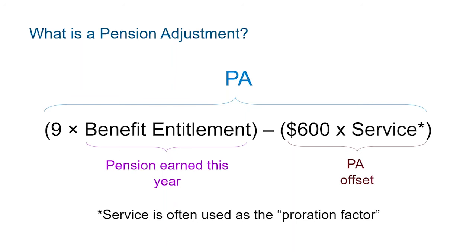At this stage, you may be asking the question, if a typical PA requires service to calculate the offset, how does this work for DB Plus, a plan that does not have service built into it?